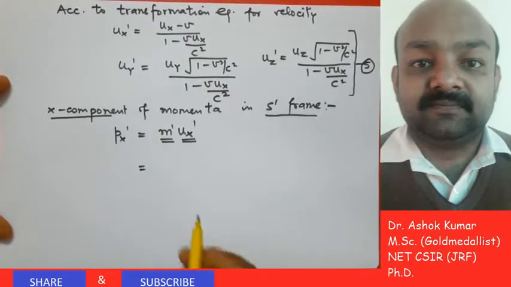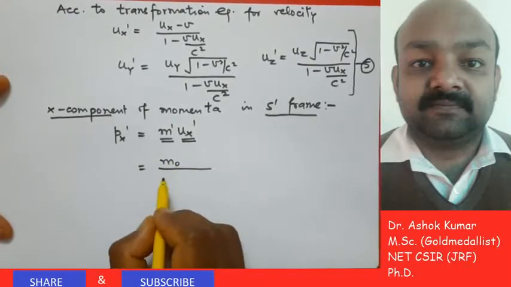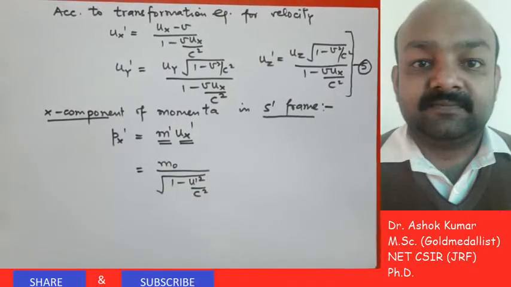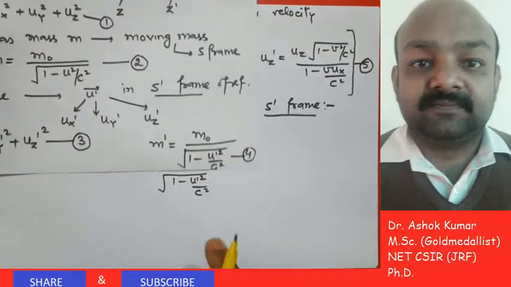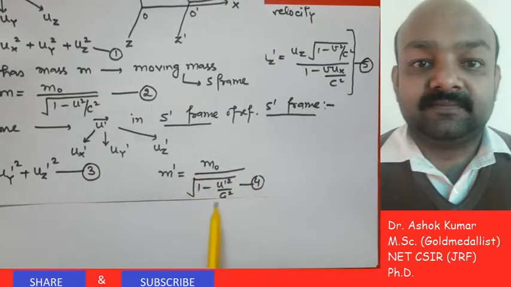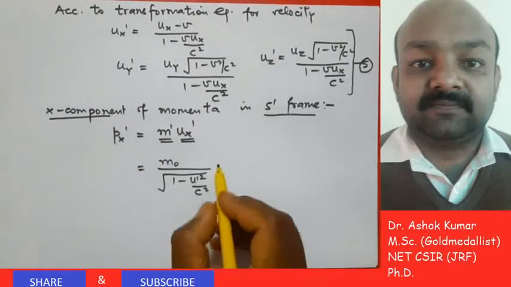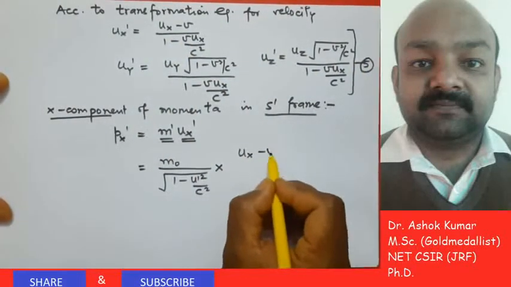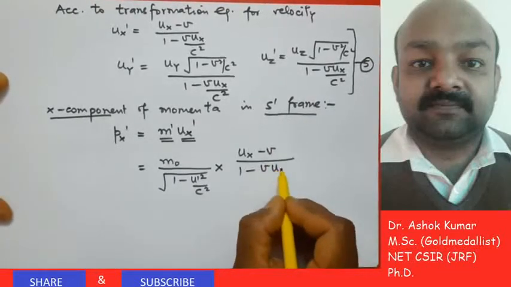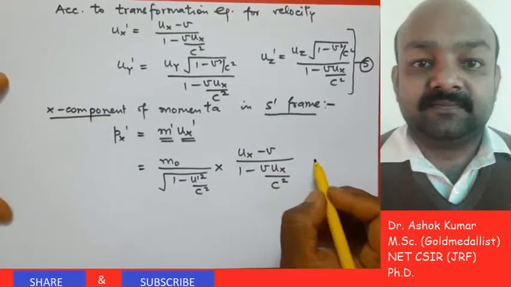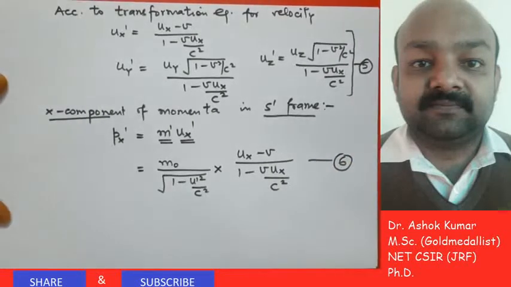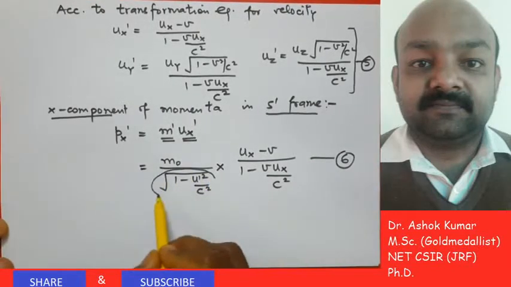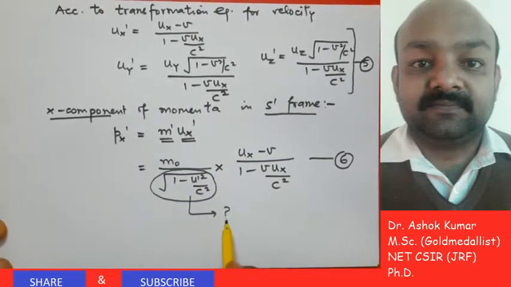M dash from equation number 4. Here I will show you equation number 4. This is equation number 4. This I have written here, into ux dash from equation number 5. So we mark this as equation number 6. So now our aim is to calculate this term. We will try to solve this term.